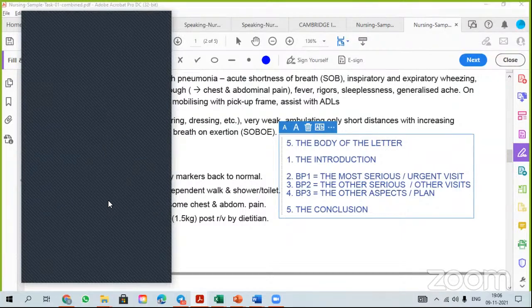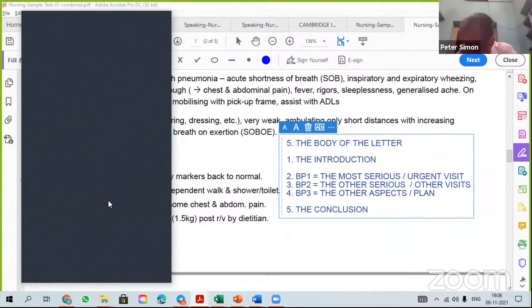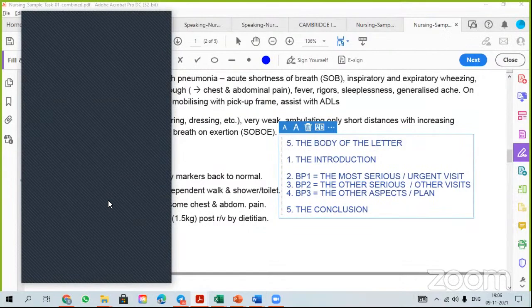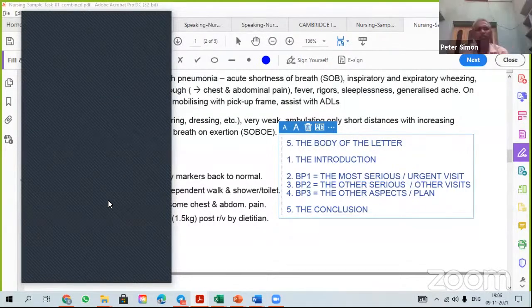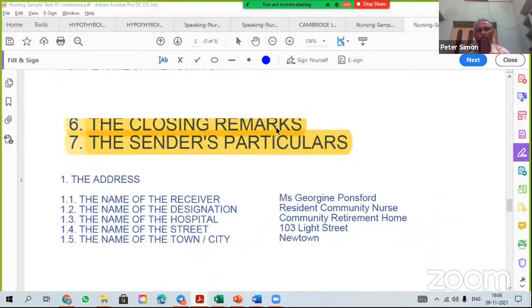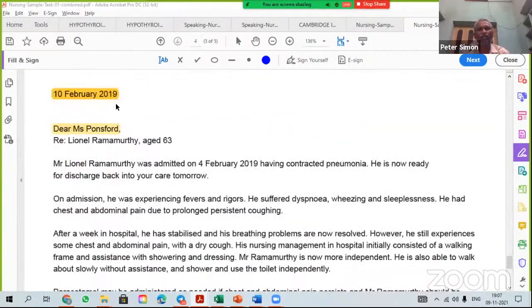After the address, the date. So after the date, should we put a comma or how is it? After the date, you mean between date and month, or what exactly? No, a comma after the date. Comma is not compulsory. I'll show you the sample letter. Look here, where is the comma?